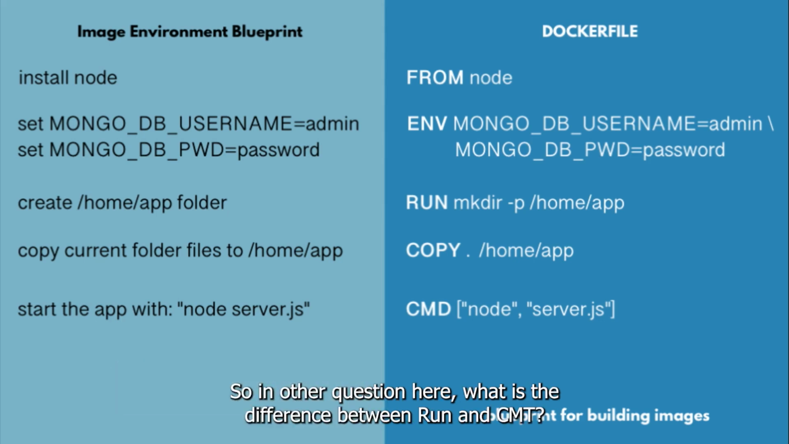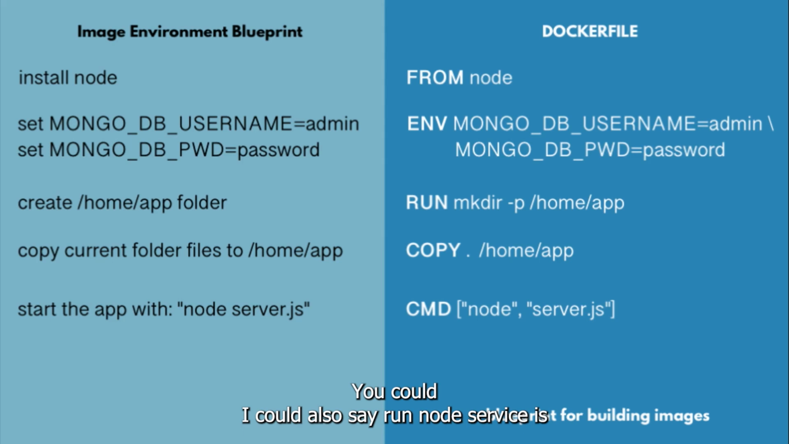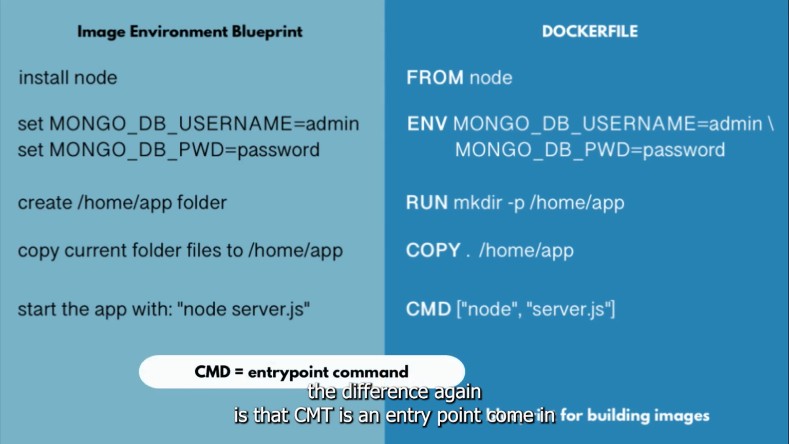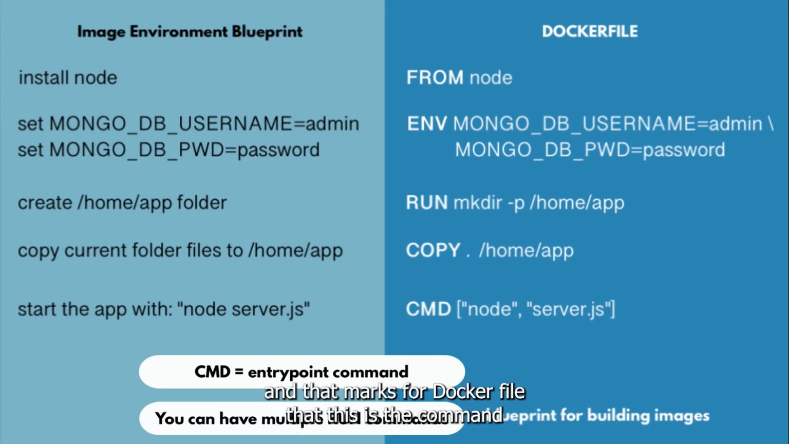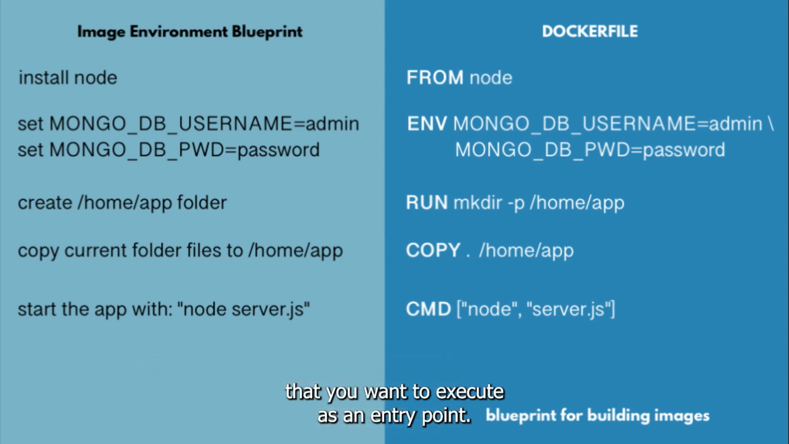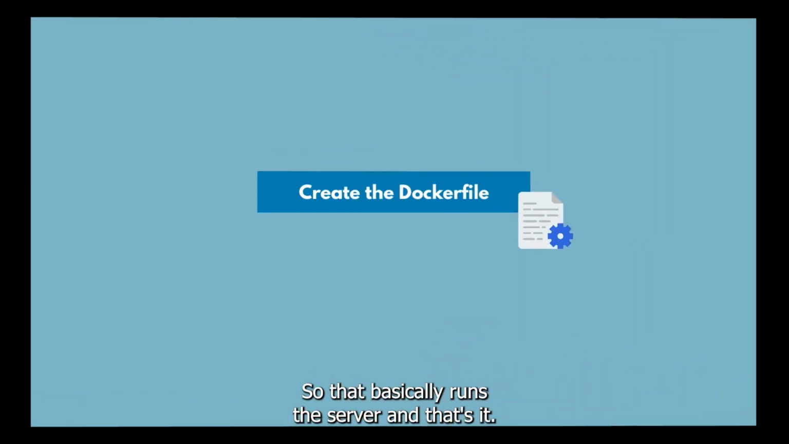So another question here, what is the difference between run and cmd? Because I could also say run node server.js. The difference again is that cmd is an entry point command. So you can have multiple run commands with different Linux commands, but cmd is just one. And that marks for Dockerfile that this is the command that you want to execute as an entry point. So that basically runs the server and that's it.